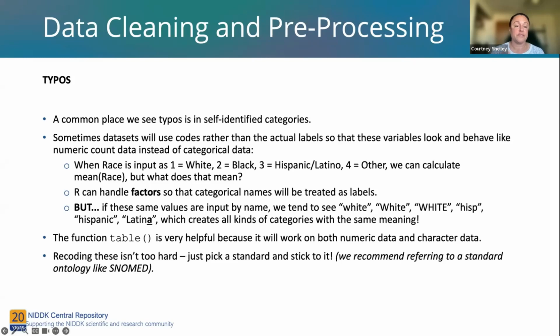So instead, R gives you an opportunity to handle factors so that you can continue to use the categorical names, but they will just be treated as labels with underlying numbers underneath, and it won't allow you to do things like take the mean of race.